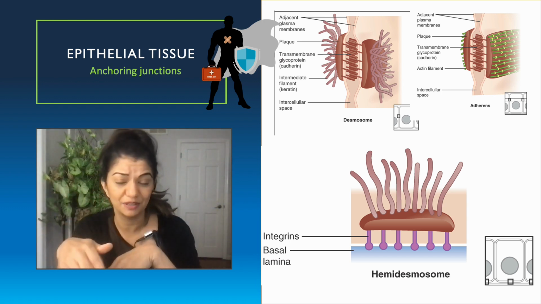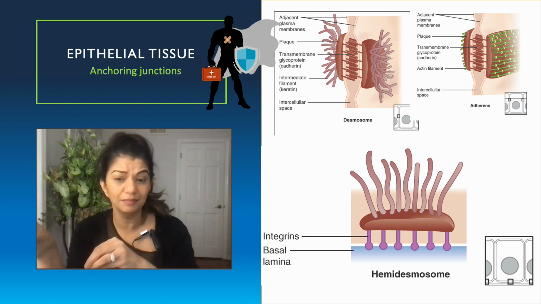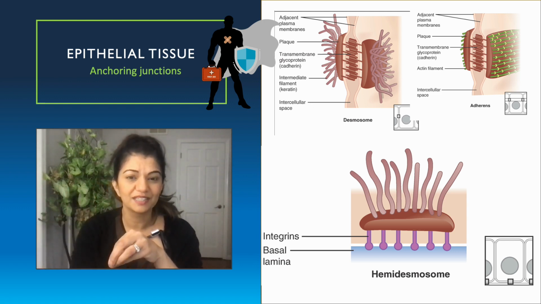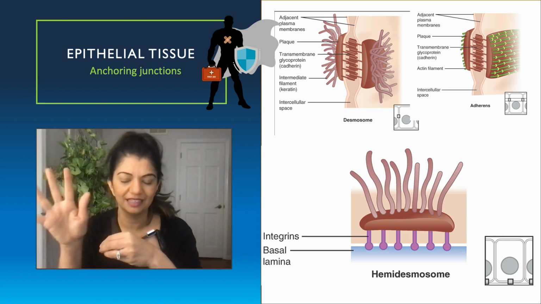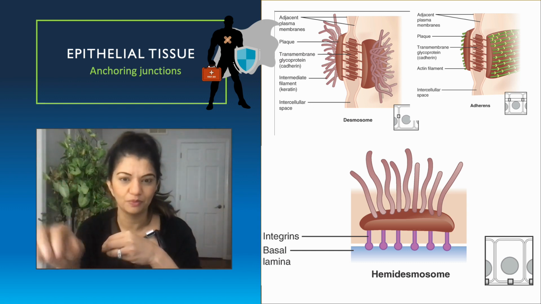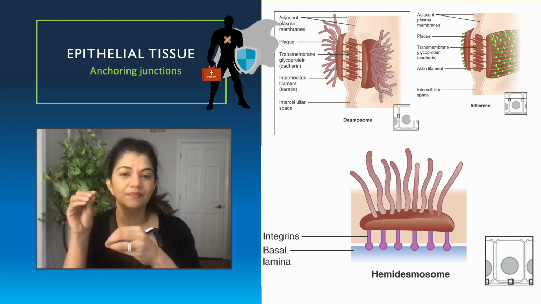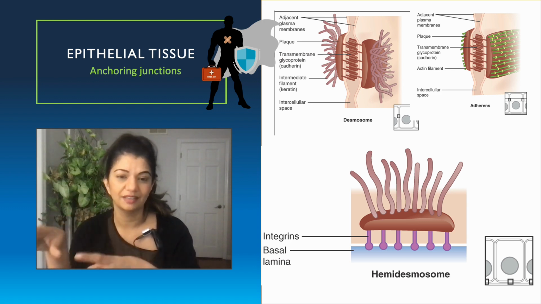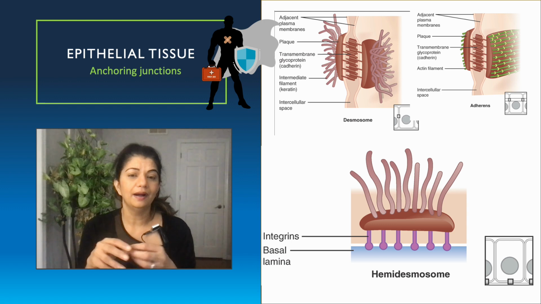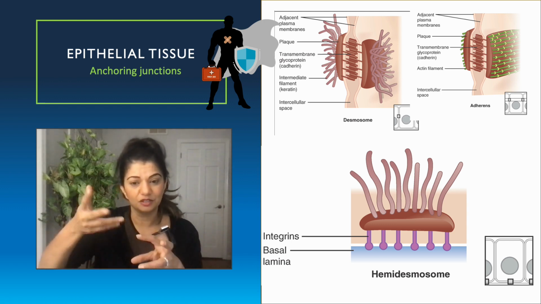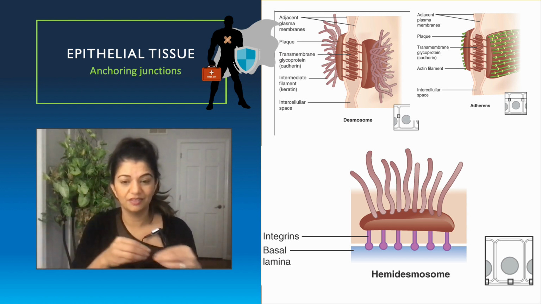Now, hemidesmosomes, which you see at the bottom, are very similar to desmosomes, but essentially they look like half a desmosome, right? They've got these finger-like projections, but only on one side. And these link to extracellular matrix, for example, in the basal lamina. So, they're just going to need this projection on one side because the other side is connected to the basal lamina.